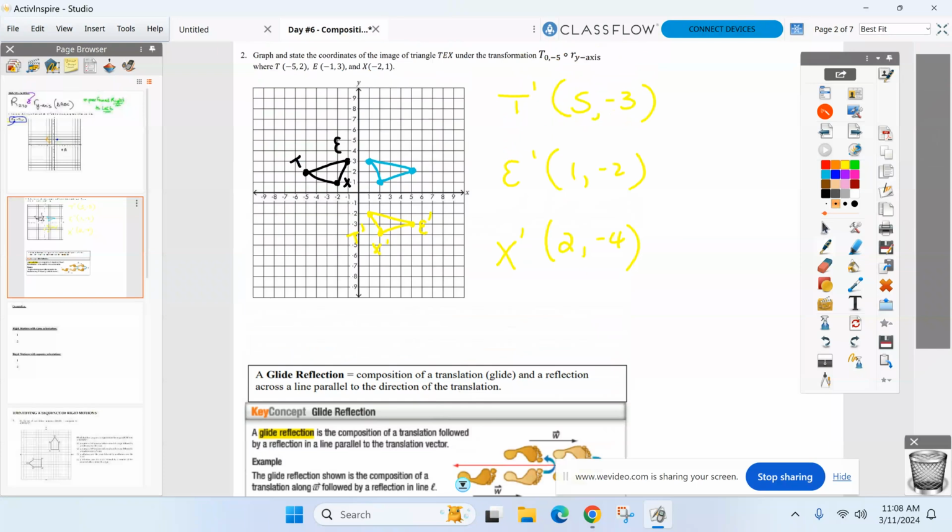What's the first thing we did with it? Reflected it over the y-axis, and then where did we translate it? Everyone see? We translated it parallel to the line we reflected over. So this right here, from text to T prime, E prime, X prime was a glide reflection. So everyone's good. What's made up of a glide reflection? All right. Practice it on your own.